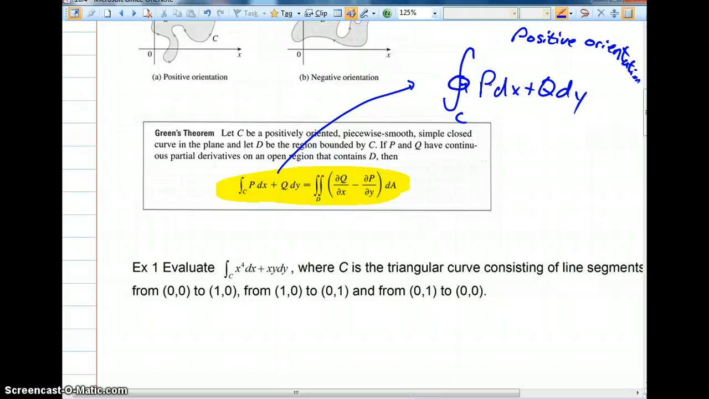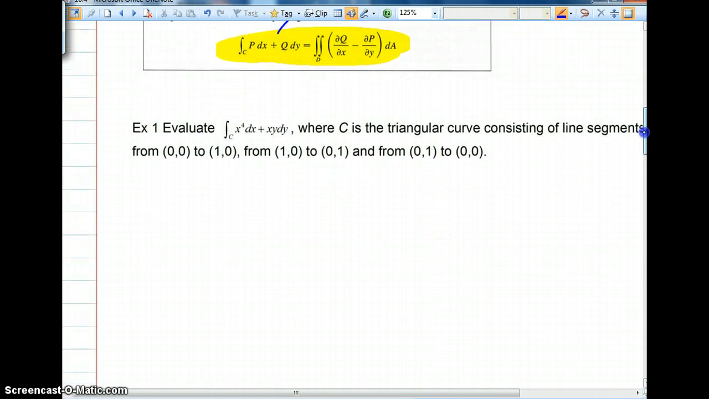So what's the power of Green's theorem? Let's look back at a problem that you would have been doing last week. A couple of sections ago, we learned how to evaluate line integrals. And here would be the quandary. Not that this would be a difficult problem, but it would be a very tedious and long one. It says evaluate the line integral of x to the 4 dx plus xy dy, where C is the triangular curve consisting of line segments. So let's draw out our curve C.